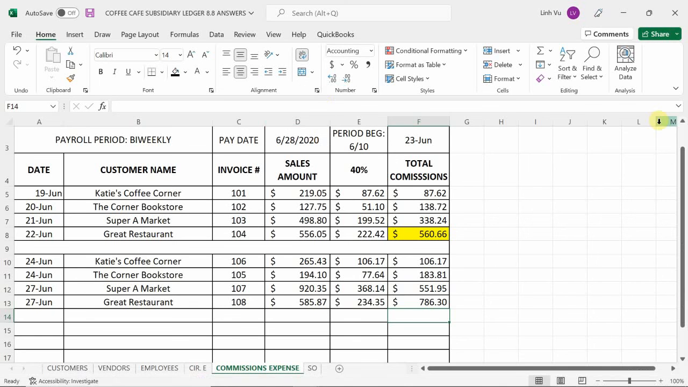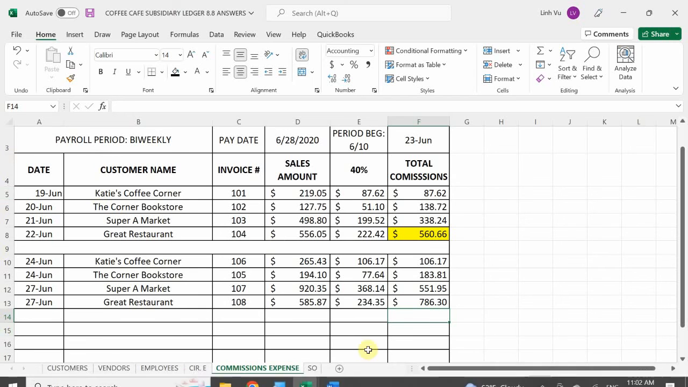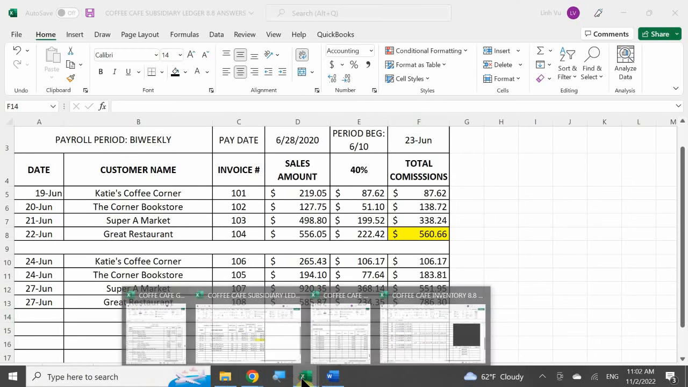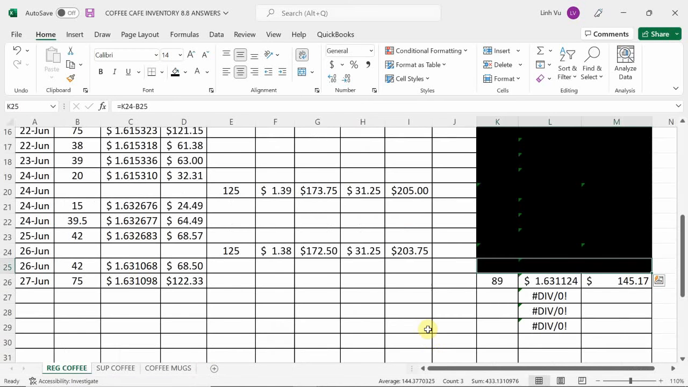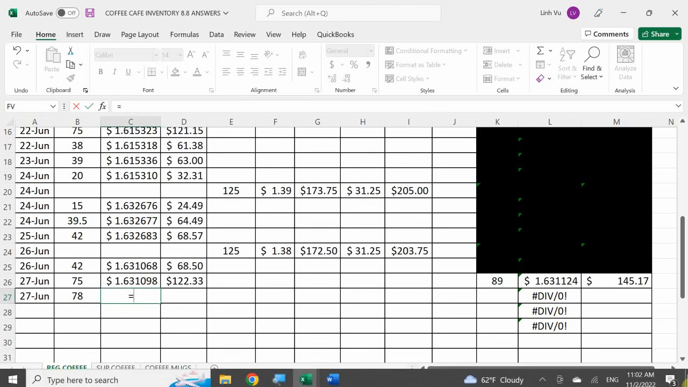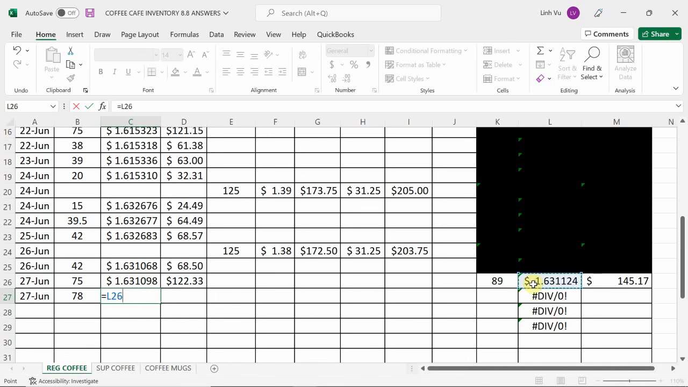So now that we did the journal, the ledger, the subsidiary ledger, and gave Albert his commissions, last but not least, we need to do the cost of goods sold, the inventory worksheet. So again, today is the 27th. This time we sold 78 pounds of regular coffee. And we're going to be using 1.631124. Correct.